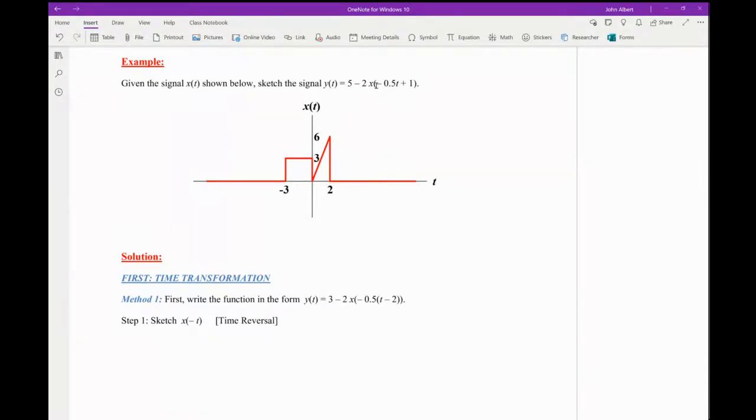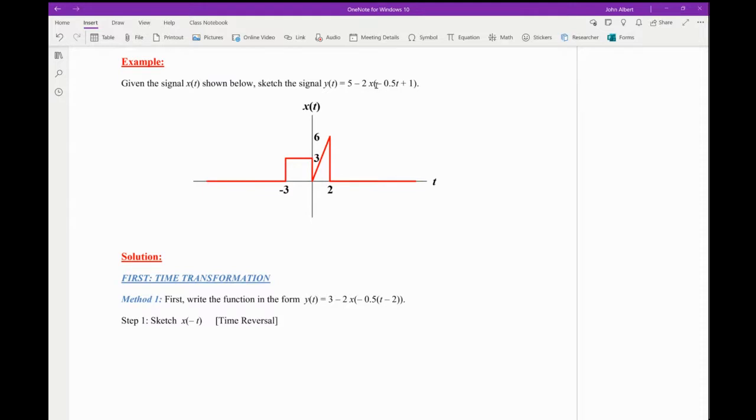And last class, I remember I started doing the transformation step by step, and I told you that at least for the time transformations, I'll do them in two ways. For the amplitude transformations, they're quite simple, so you can do them without confusion, hopefully. But for the time transformation, you have to pay attention to a couple of things that I'm going to mention.